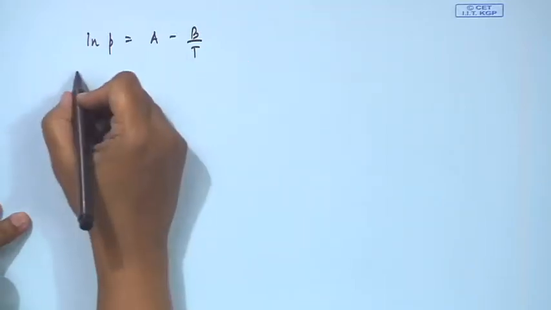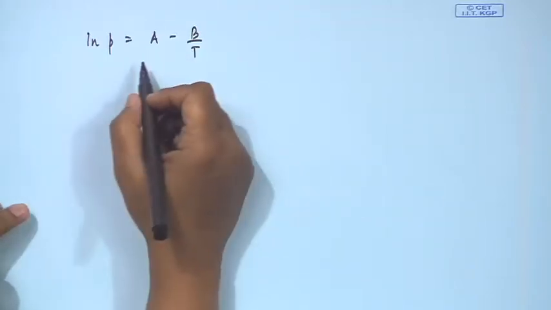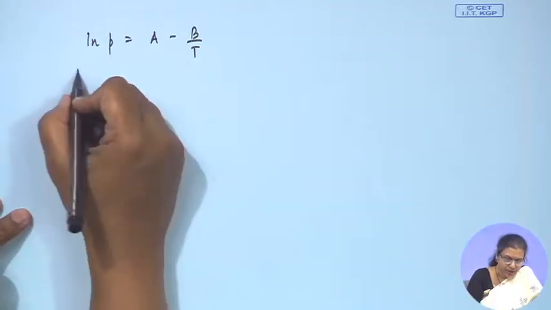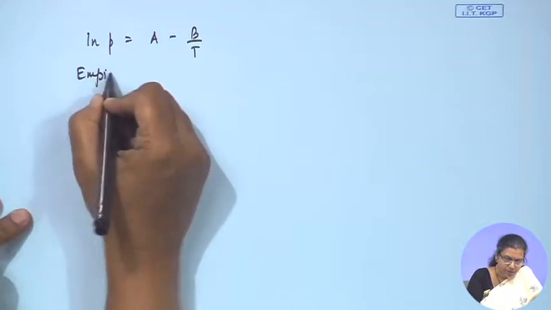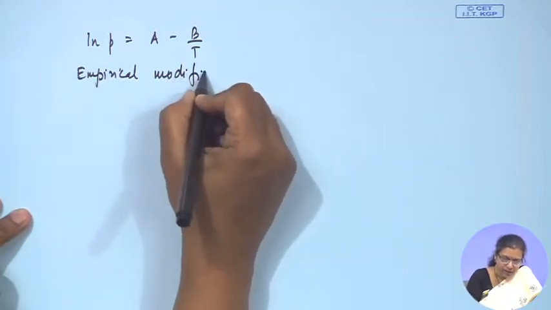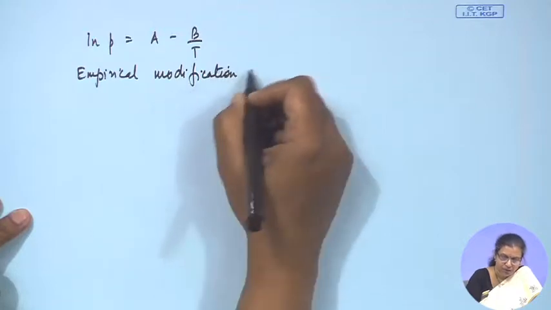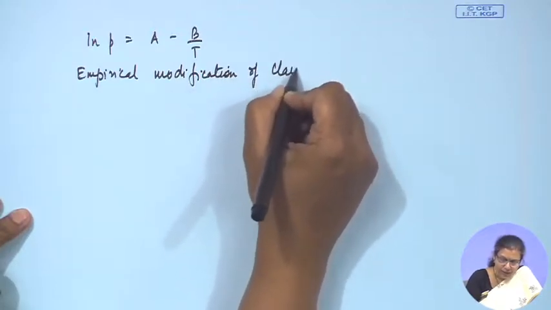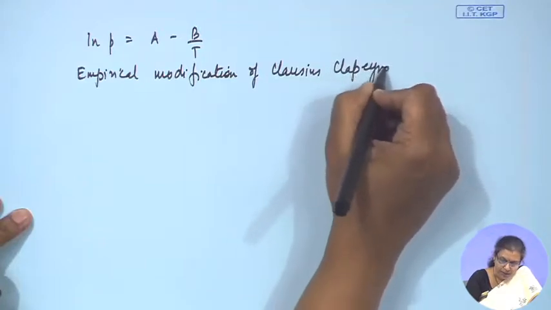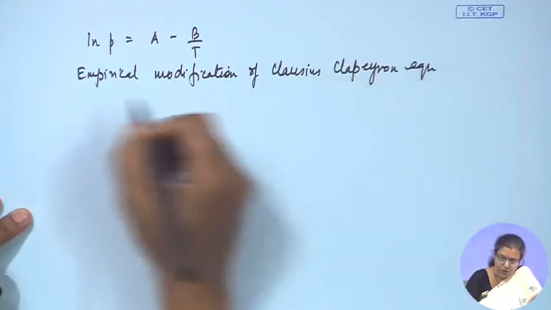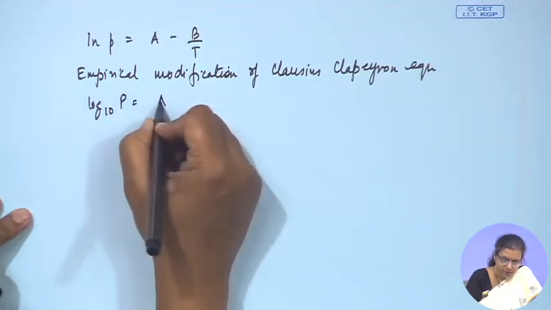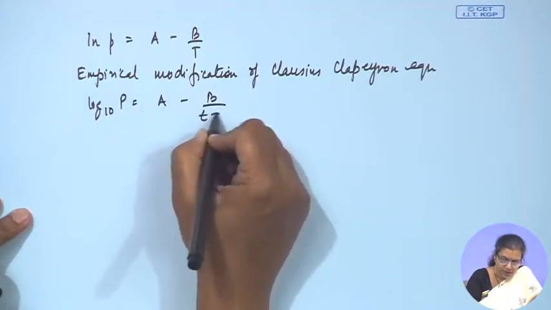And we find that a more popular equation which relates vapor pressure with temperature is just an empirical modification of the Clausius-Clapeyron equation. In fact, that equation you must have heard, and that equation is much more popular and is used much more frequently. It is an empirical modification of the Clausius-Clapeyron equation, which is expressed as log 10 P equals A minus B by T plus C.